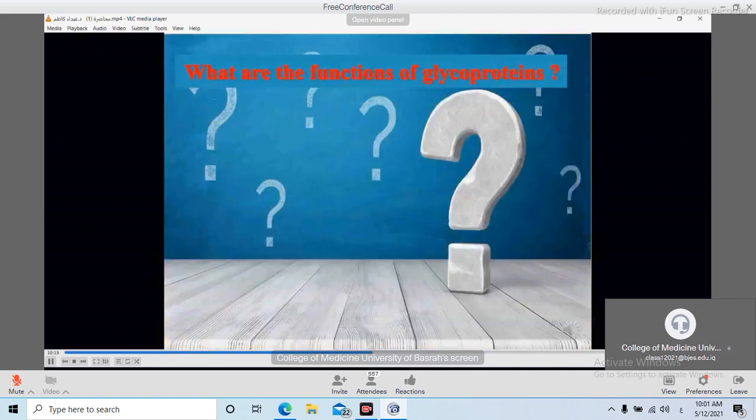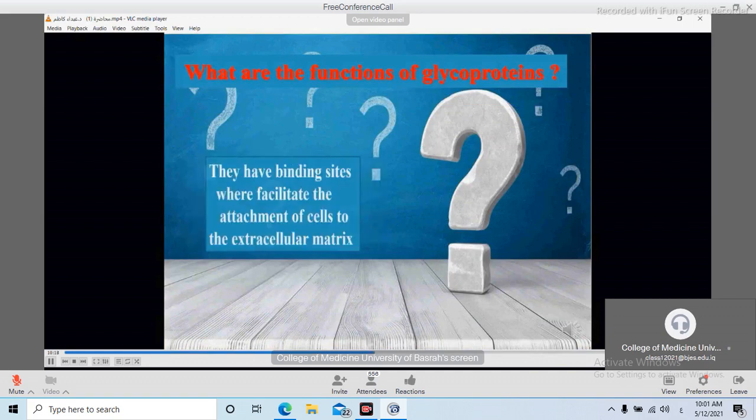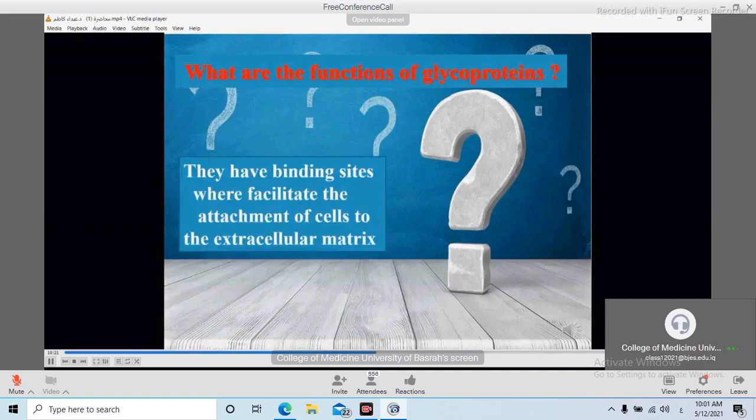What are the functions of glycoproteins? They have binding sites which facilitate the attachment of cells to the extracellular matrix. إذا النوع glycoprotein يساهم في ارتباط الخلايا إلى extracellular matrix.